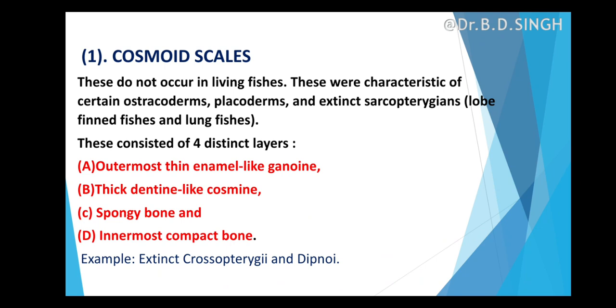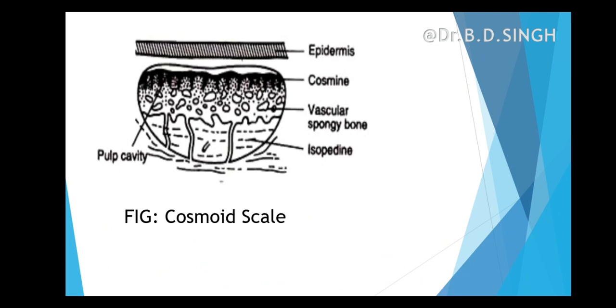Example: extinct crossopterygii and dipnoi. You can see the structure of cosmoid scales.